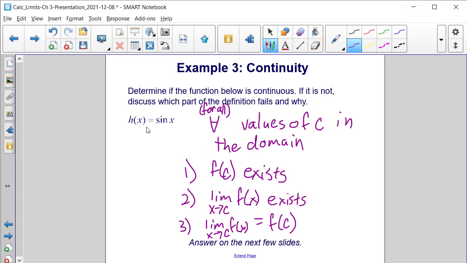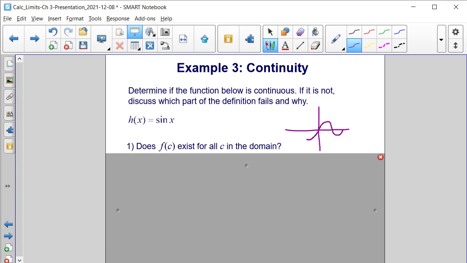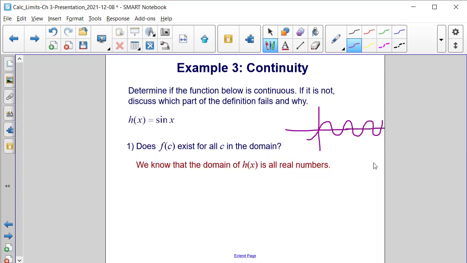Let's go through these steps to see if all of them hold true for sine of x. So the first question that we have to answer is, does the function value of c exist for all c values within the domain? So for sine of x or sine of c, does it exist for all c values in the domain? It does. Sine of x is a continuous function. It passes through the origin and continues to oscillate up and down between +1 and -1. So we know that the domain of h of x is all real numbers.